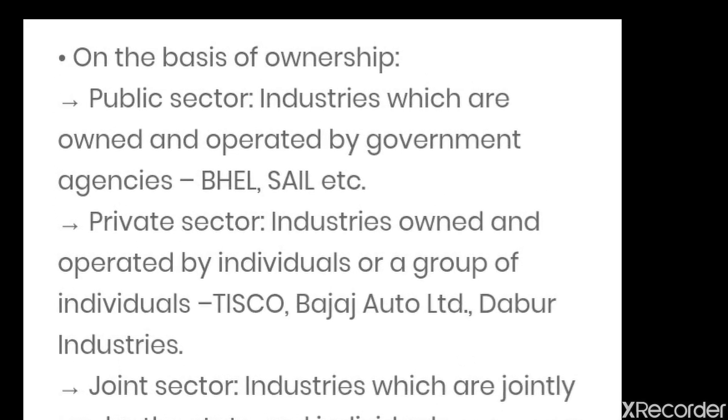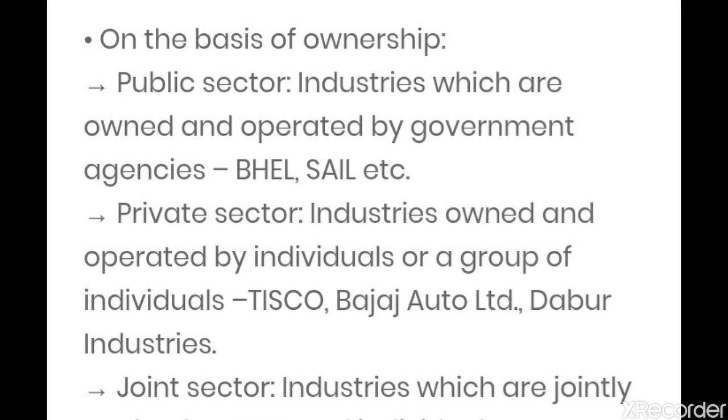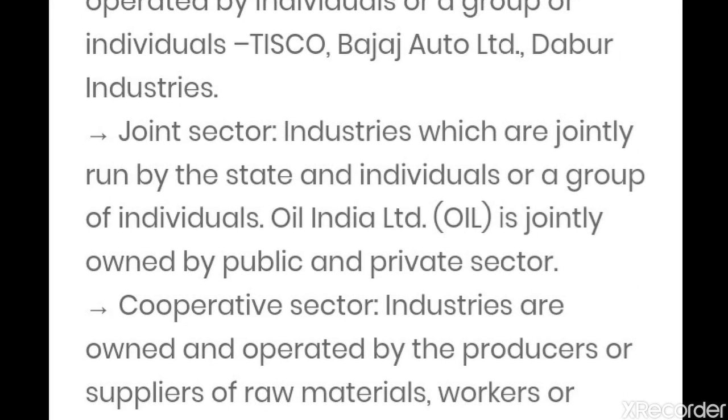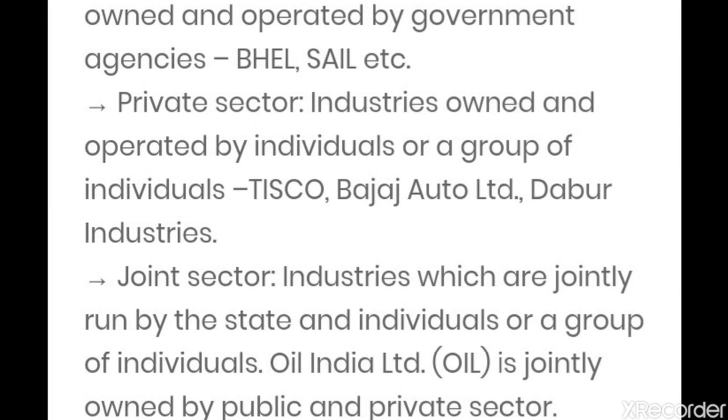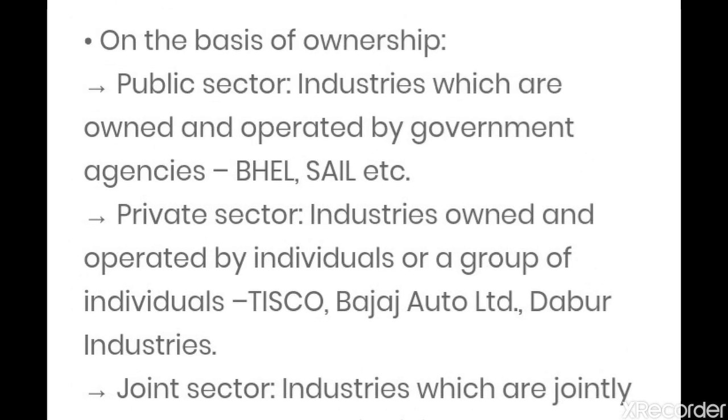On the basis of ownership, industries can be classified as public sector, private sector, joint sector, and cooperative sector. So on the basis of ownership, industries can be classified into four categories: the public sector, the private sector, joint sector, and the cooperative sector. First two we have studied in economics, the public sector and the private sector. So let's discuss these four types of industries on the basis of ownership.